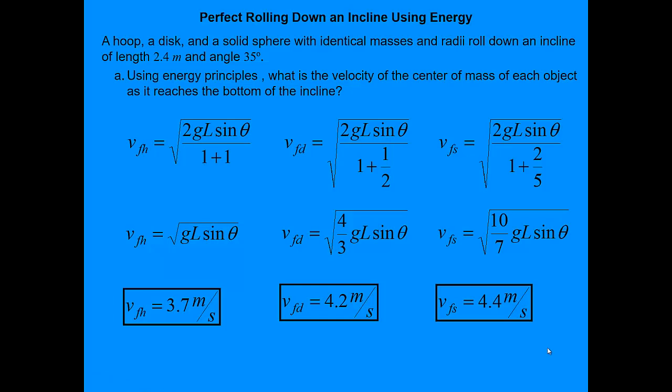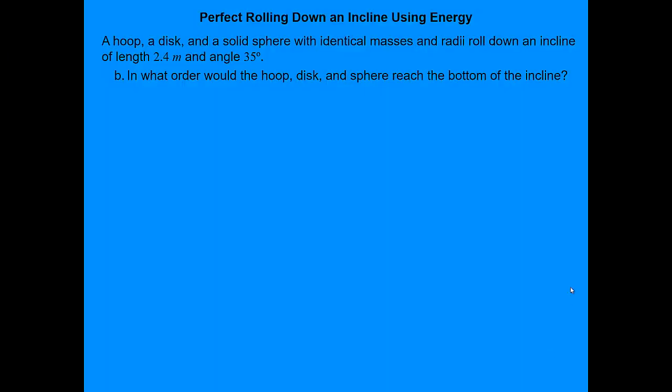You might be able to predict that just by thinking of rotational inertias, right? Although to get the numbers, you've got to do the physics. Now, part B, we're going to figure out the order the hoop, the disk, and the sphere would reach the bottom. In other words, we're going to find the time. If you remember from the last movie, since all of the forces and torques are constant, that means we have uniformly accelerated motion. And since it's uniformly accelerated motion, this is a kinematics equation problem.